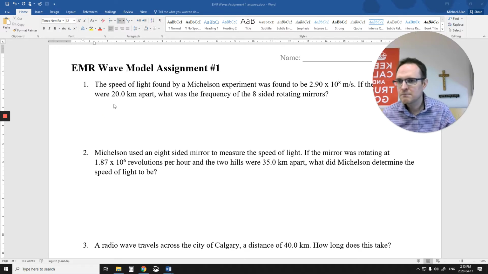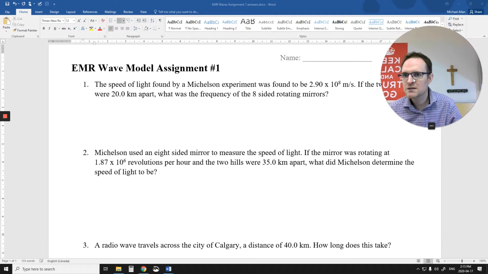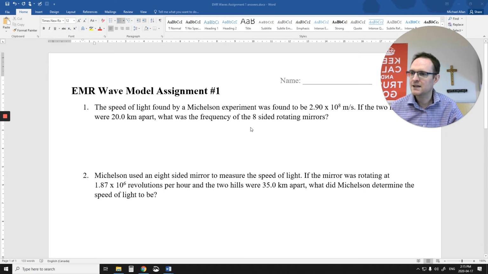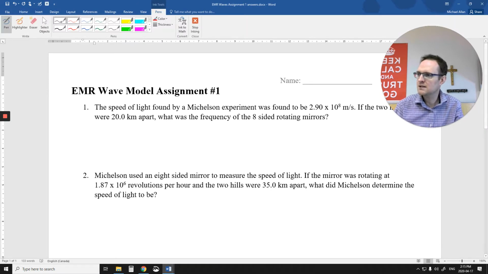If the two hills of his experiment are 20 kilometers apart, what's the frequency of the 8-sided rotating mirror that he has there? Okay. So the formula that we developed in one of our other videos is c is equal to 2 times d, and the reason we have 2 times d is because the light has to travel there and back. Times the number of mirrors, which is 8, times the frequency will equal the speed of light.